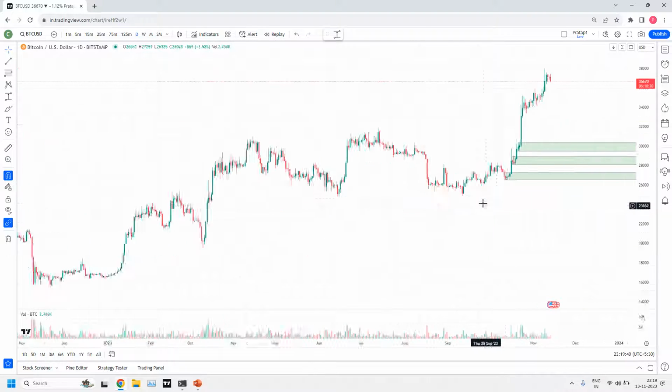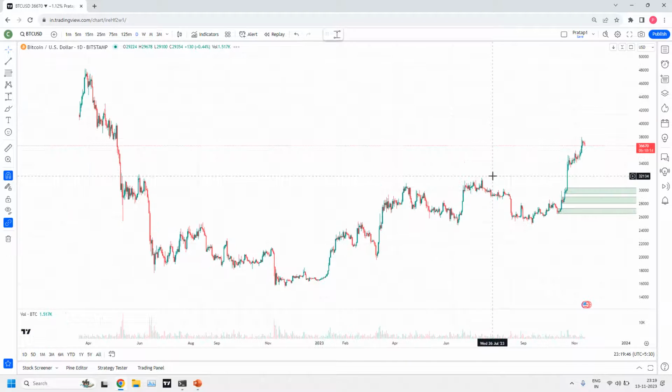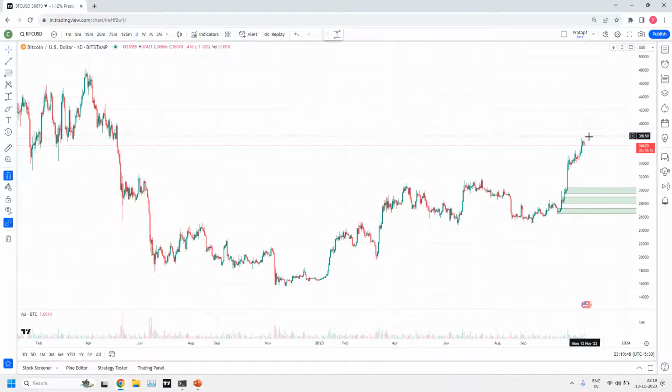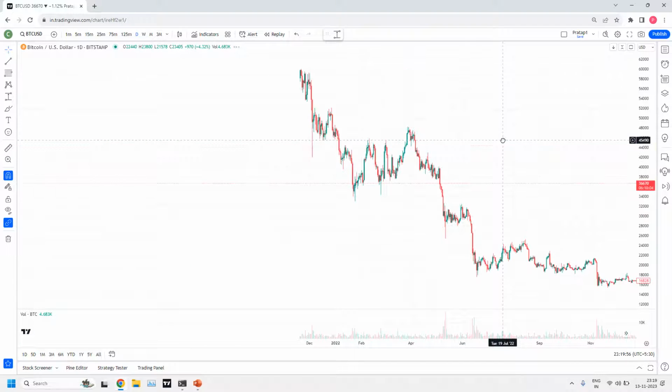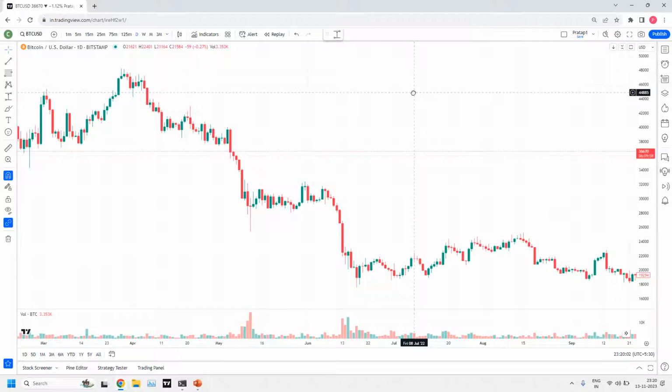Now let us look into the supply zones. We have drawn the demand zones in Bitcoin. If you want to draw the supply zone, you can do that also. Currently this is the high, so you have to draw above this current high. Above this current high, are there any supply zones? See, we have a drop candle. We have 1, 2, 3, 4, 5 base candles. And again, we have a drop candle.